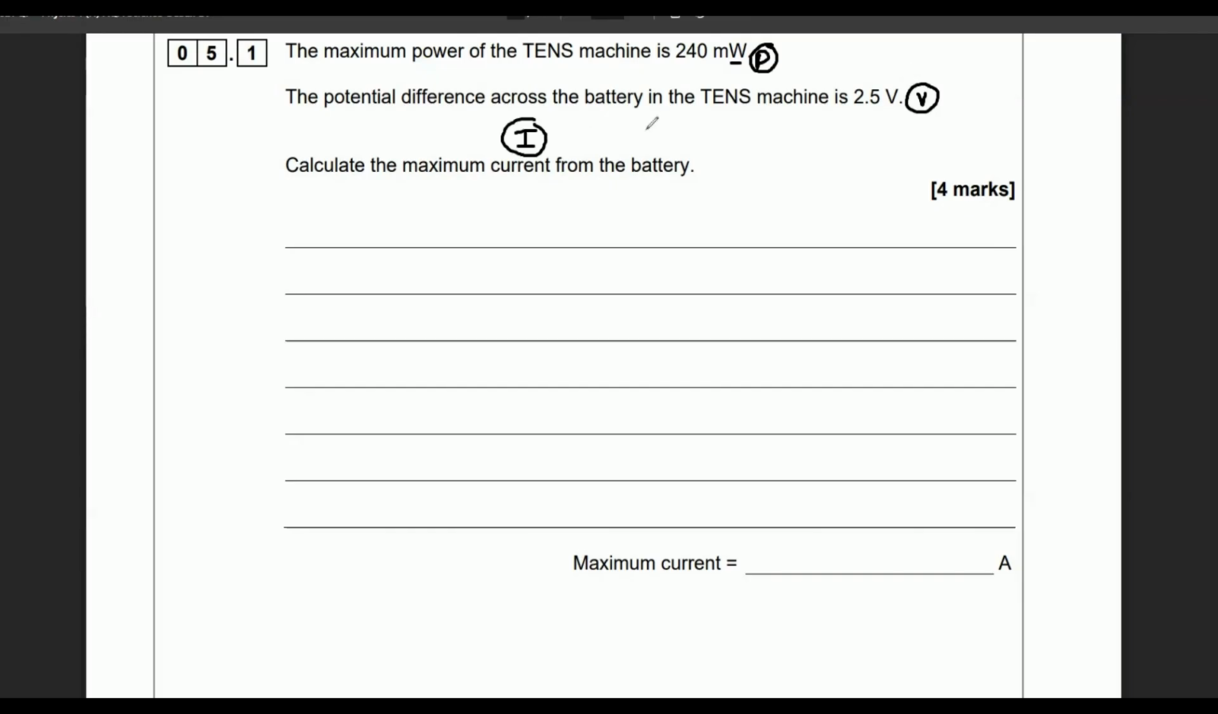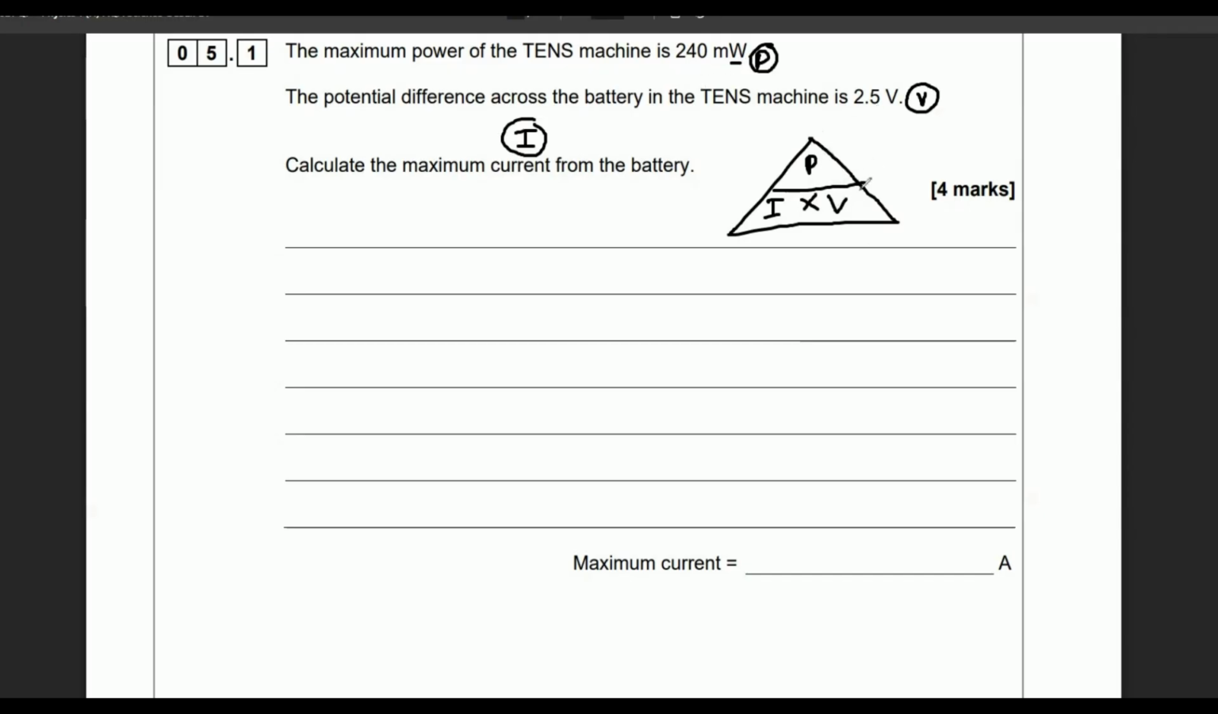P, I, and V. If you do that, you're going to see that power is linked to current and voltage like this: power is equal to the current times the voltage, or power divided by voltage is equal to the current, or power divided by current is equal to the voltage. You get the idea. So now we need to just put these two numbers in.